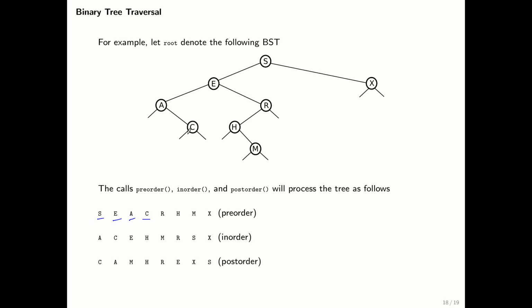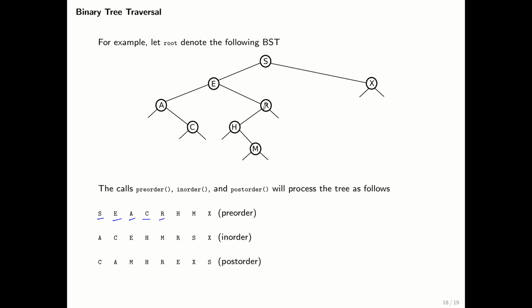And then we make a call to pre-order on the left, but there is nothing there. Pre-order on the right, there is nothing there, so we are back up here. And this guy now returns, so we are back up here, and we make a call to pre-order on the right subtree of this guy, which is that, and that's how we end up seeing R.